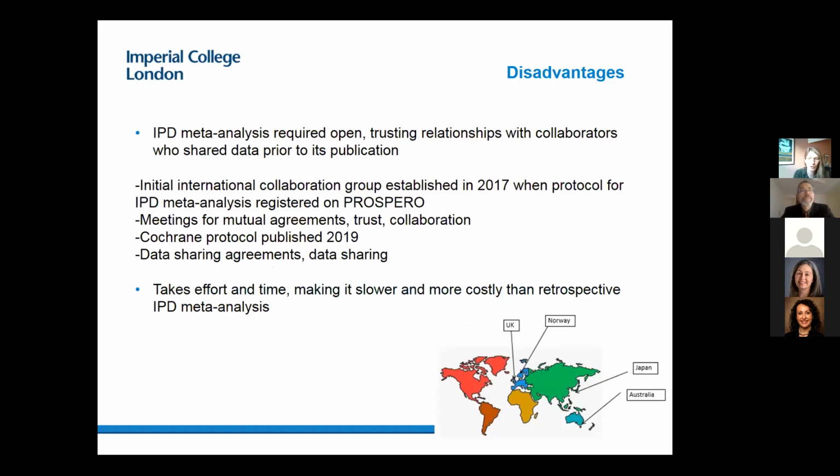Now, the Cochrane Protocol was published in 2019, and for each trial partner, data sharing agreements had to be drawn up for data sharing. And this all took effort and time, making it slower and more costly than a retrospective IPD meta-analysis.